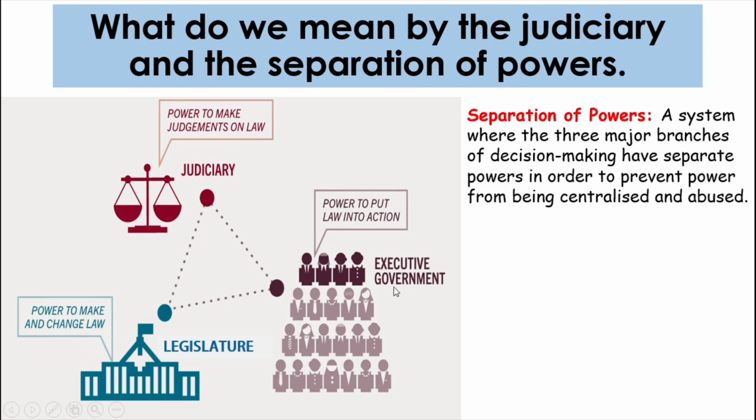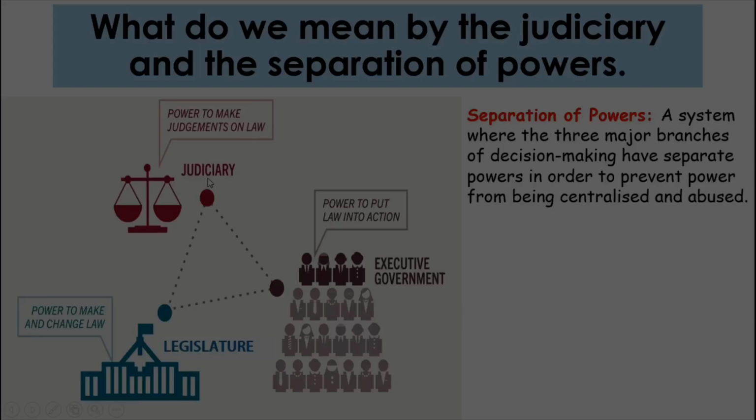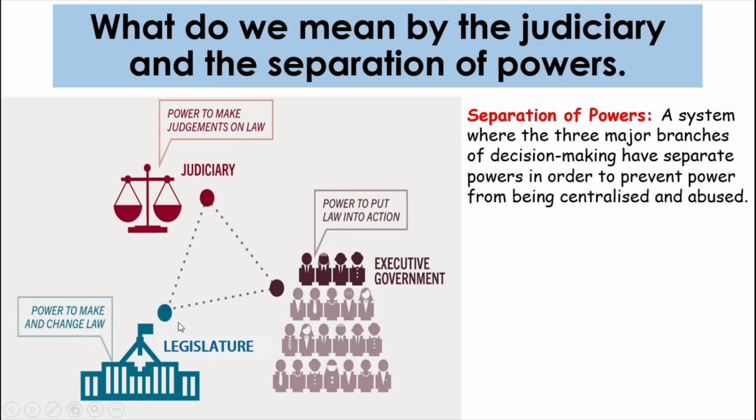The executive refers to the government, so this is the political party that makes up the majority in the House of Commons, and in particular, the Prime Minister and their cabinet. They have separate powers. The legislator's power is to make and change law. Ultimately, they debate and discuss laws in the House of Commons, the House of Lords, and finally gain royal assent, allowing a bill to finally become an Act of Parliament.